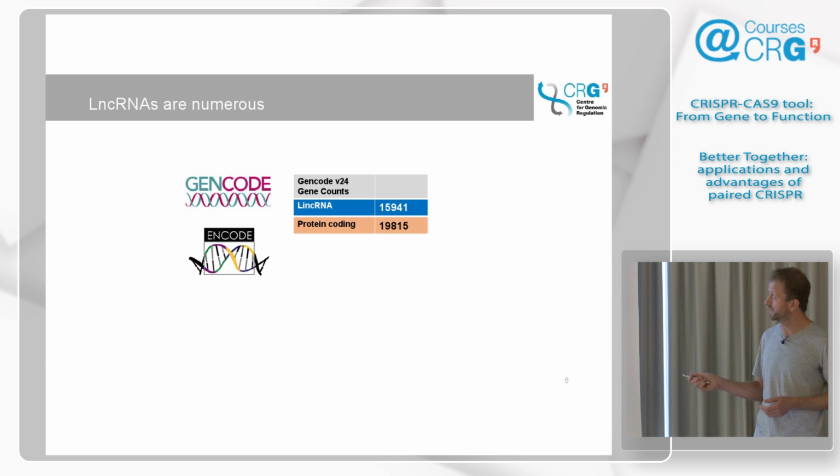The other important thing is that of these 16,000 lncRNAs, we know the function of probably less than 1% of these things. Okay, so 99% remain completely unprobed, and we have a big challenge in trying to screen and understand the function of these genes in an efficient way.